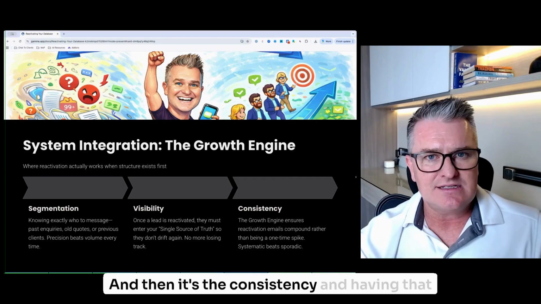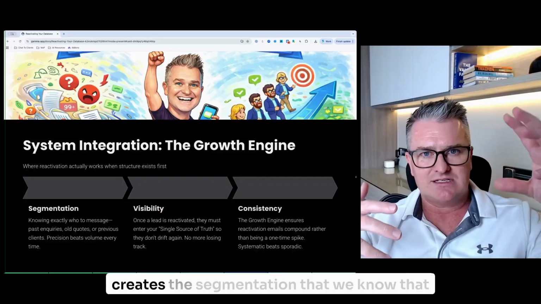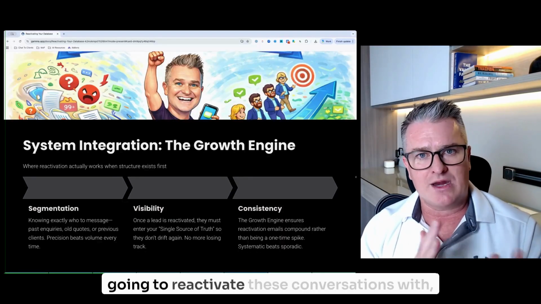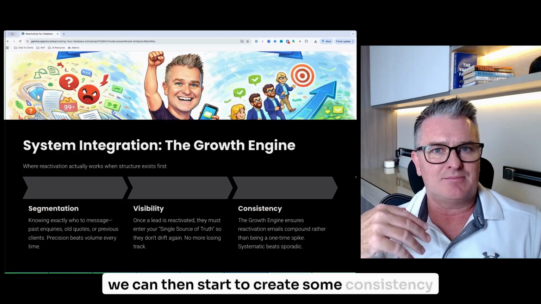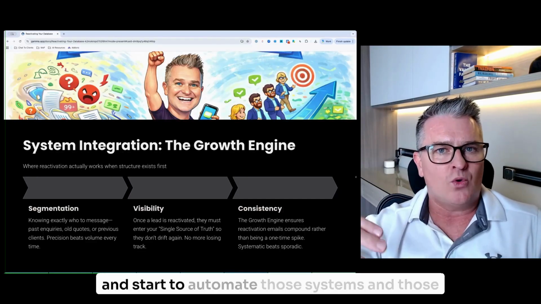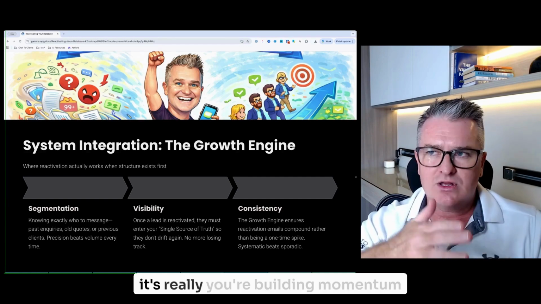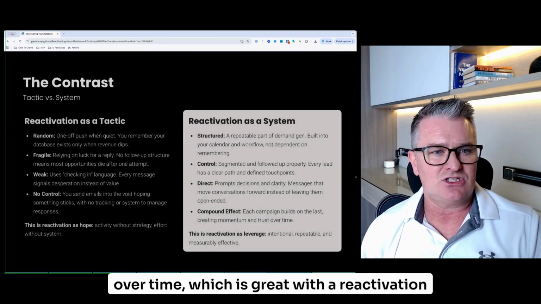And then it's the consistency and having that system in place. Having the system that creates the segmentation, so we know we've got a visibility channel that we're going to reactivate these conversations with, we can then start to create some consistency and start to automate those systems and those processes behind the scenes. So you're building momentum over time, which is great with a reactivation campaign.